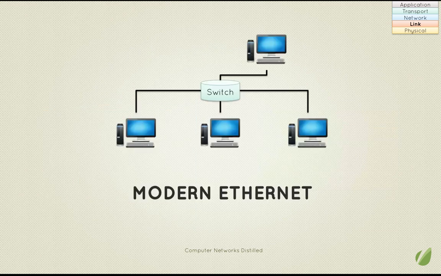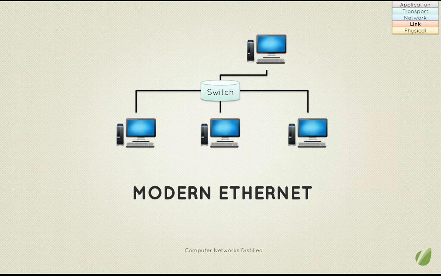A modern Ethernet looks quite a bit different than that original Ethernet. Modern Ethernets involve switches. Switches are very intelligent link layer devices that learn which devices, which computers, are on what links, and it only forwards frames to the appropriate links instead of sending it to everyone. Another way of saying this is switches selectively forward packets using a self-learning algorithm.